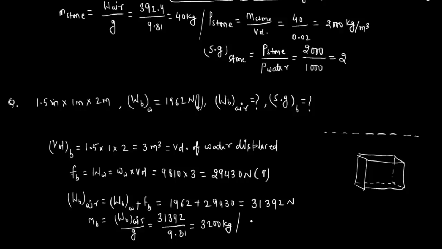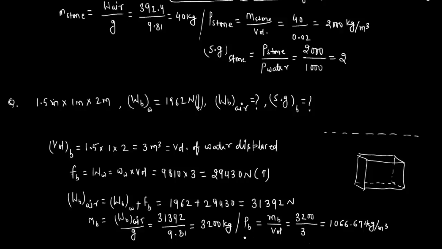Okay, now we can calculate, I think, the density of the body in the air. So this will be equal to what? This will be equal to the mass of the body divided by the volume of the body. So we know the mass, that is 3200, and we also know the volume, that is 3 meter cube. So this becomes 1066.67 kg per meter cube. This is the density of the body in air.